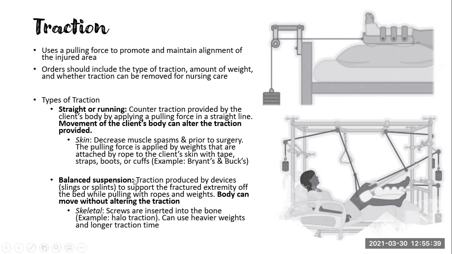Versus with balanced suspension, the traction uses slings or splints, and the body can move without altering the traction. For example, a patient with halo traction is actually able to ambulate while they wear that big old halo traction.